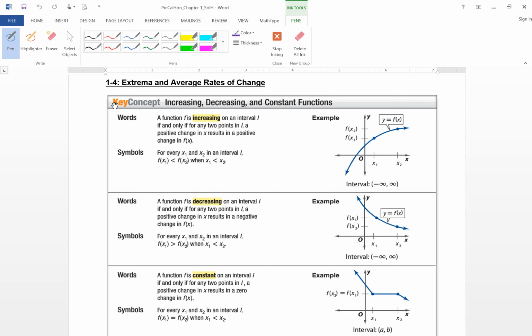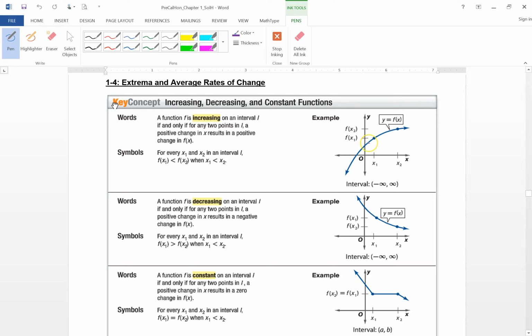This section is, again, directly related to calculus. We're going to be talking about extrema and average rates of change, and the wording and the notation is directly from calculus. So you're going to be doing it all over next year, okay? But in a calculus context. So right now we want to talk about functions.